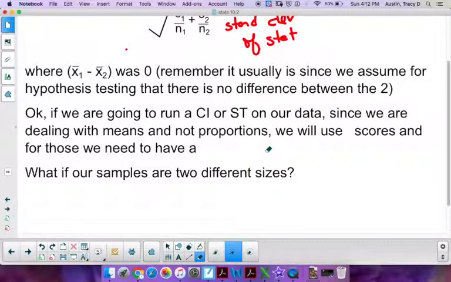Okay, so if we're dealing with means and not proportions, and you're not given your population standard deviations, we're going to use t-scores, right? And for those, we need to have a degree of freedom. Okay, that's one of the big things with t-scores, is that you are using your t-table. You have to have your degrees of freedom. It's not a big deal, right? We normally just, oh, it's one less than the sample size. Ooh, what if our sample sizes are different?